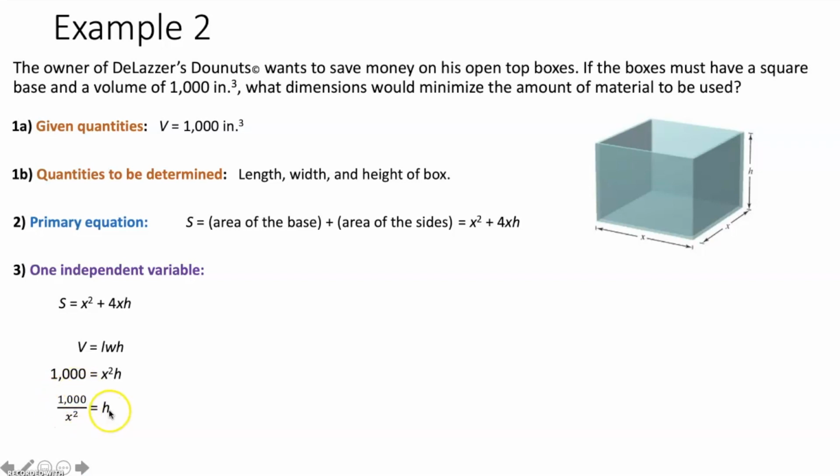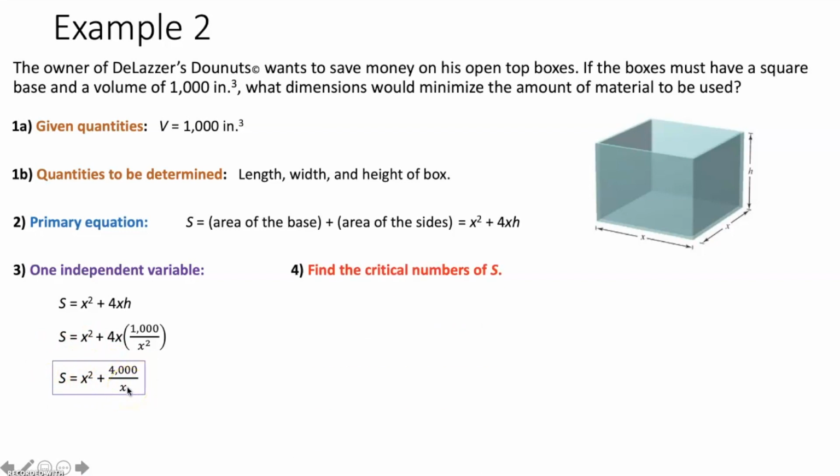Now, since h is equal to 1,000 over x squared, we can take this and plug it into our surface area equation for h. Now all we have is one independent variable, x. Perfect. So let's simplify this. 4x times 1,000 over x squared simplifies to 4,000 over x. Now I have my primary equation with one independent variable.